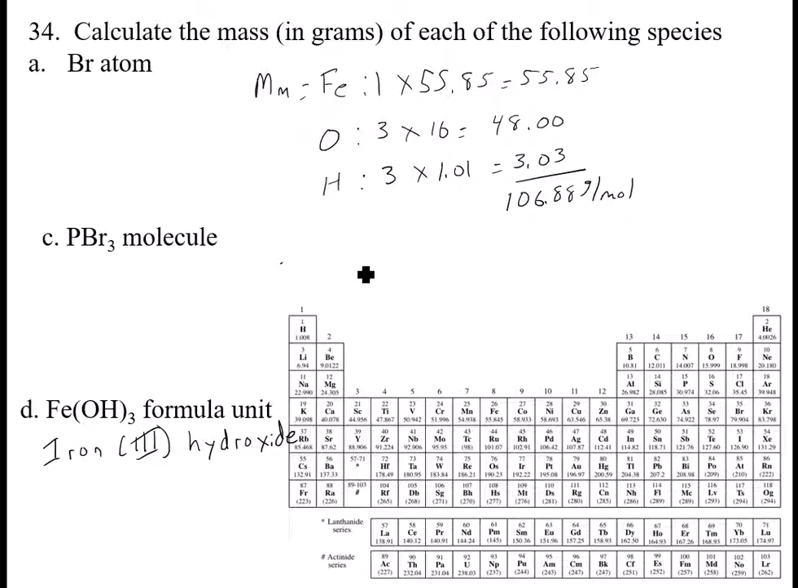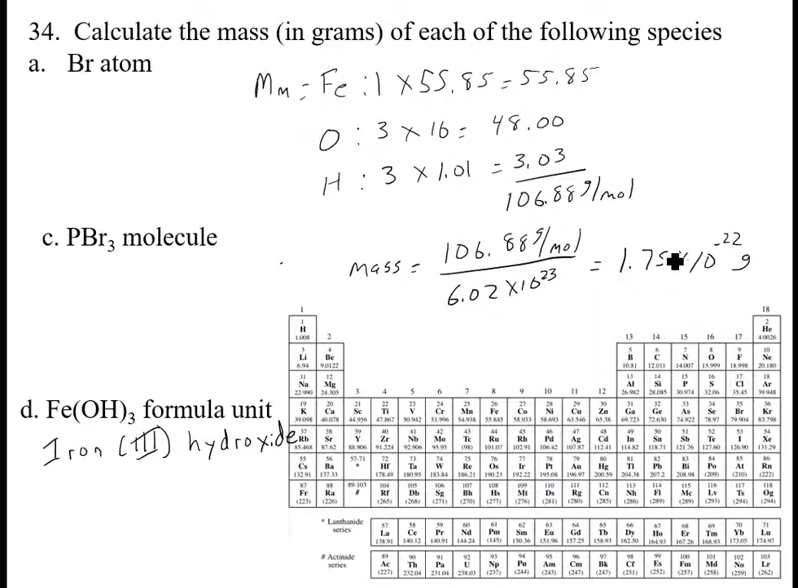And so then the mass is the 106.88 grams per mole, divided by the 6.02 times 10 to the 23rd. And when I do that, I get 1.75 times 10 to the minus 22 grams. Okay? And so that's the mass of 1 formula unit of iron 3 hydroxide. And that is the end of this video.